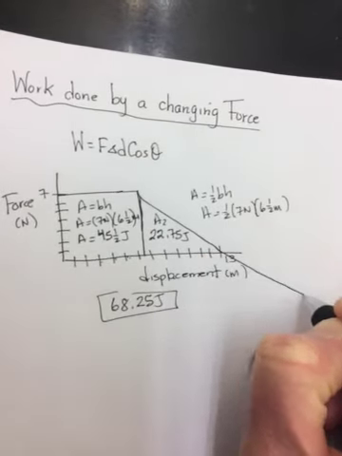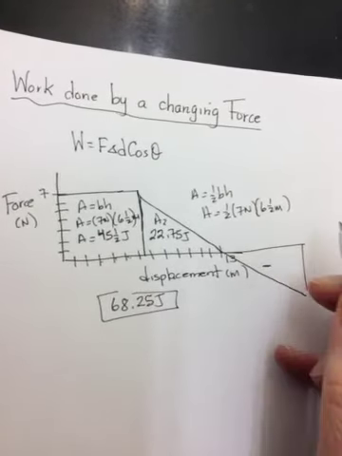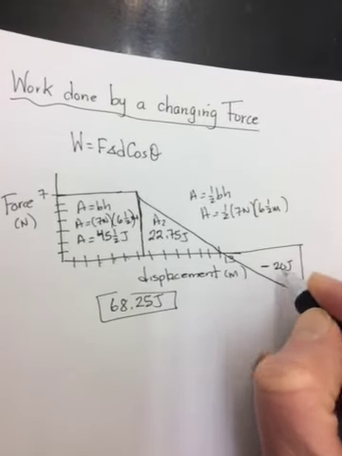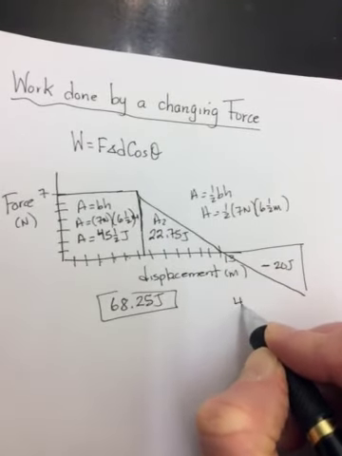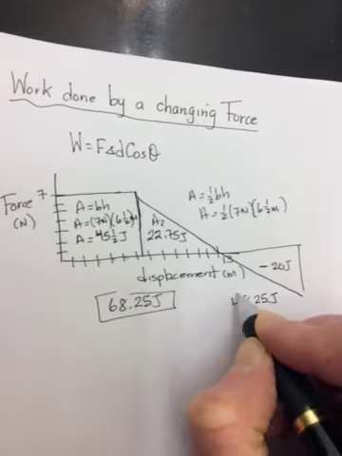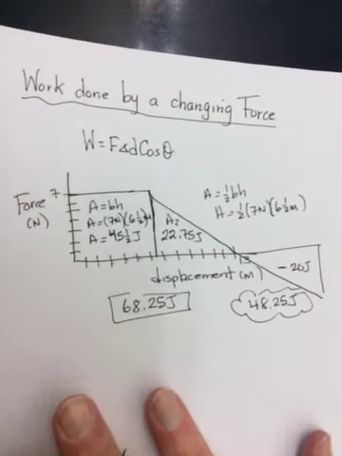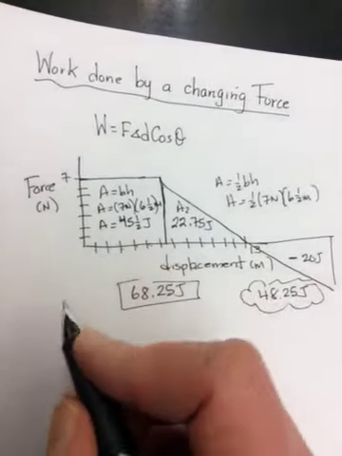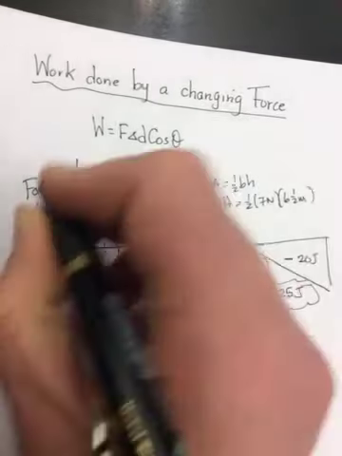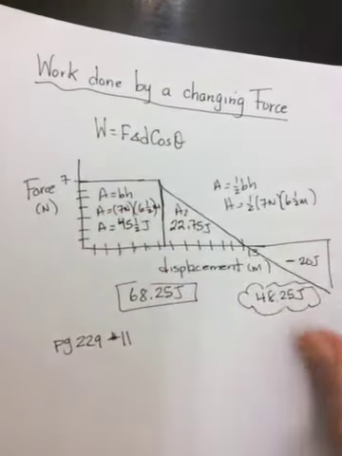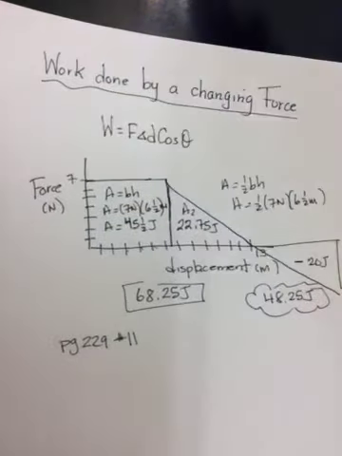If the line had continued down here into like a negative section, then you would find this area, and it would be negative, I don't know, maybe something like negative 20 joules, and so then to get the total, you would add negative 20 to this, and you would get 48.25, okay? So if it's under the x-axis, then it does go in as negative work done, okay? So one question for homework was page 229, number 11. And it is finding the area for examples where the work is being done by a force that's changing in size.